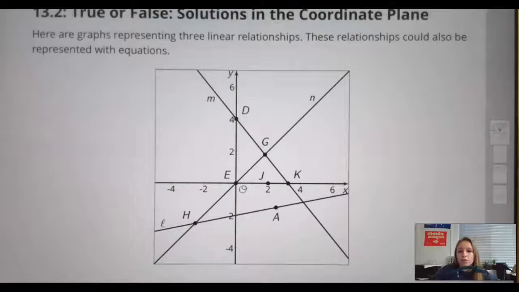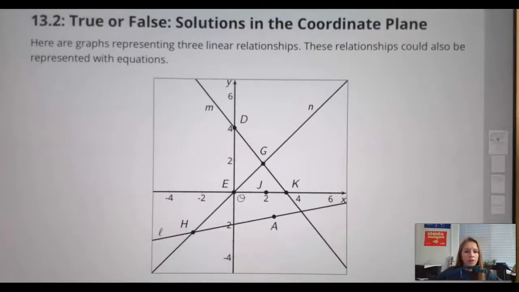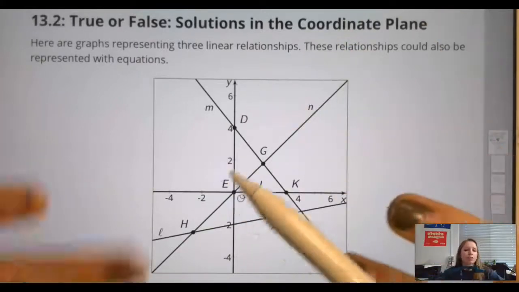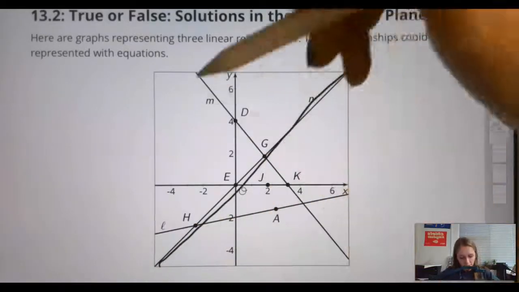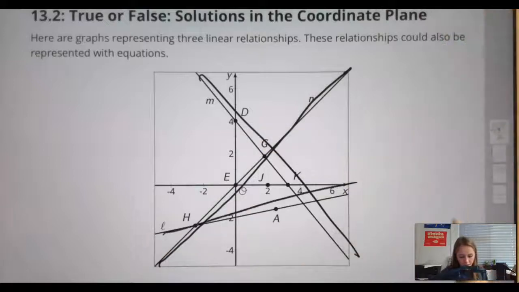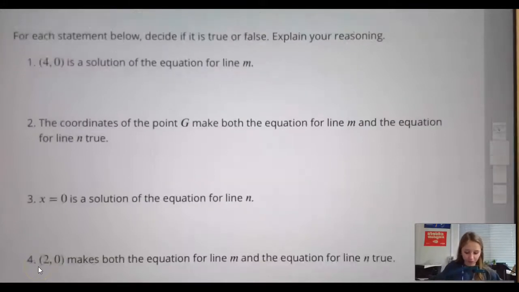Alright, so in this next activity, we are going to have some statements and see if they are true or false. And we're going to look at this graph to determine that. Here are 3 lines: line N, M, and L. There are the 3 lines that we will be referring to.